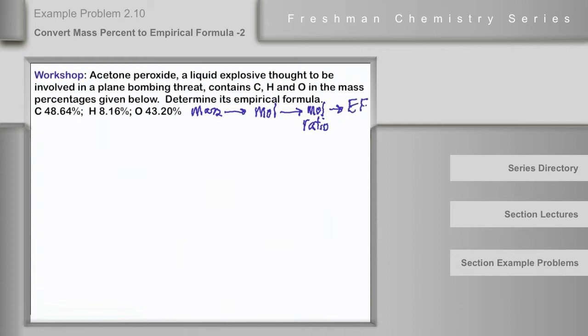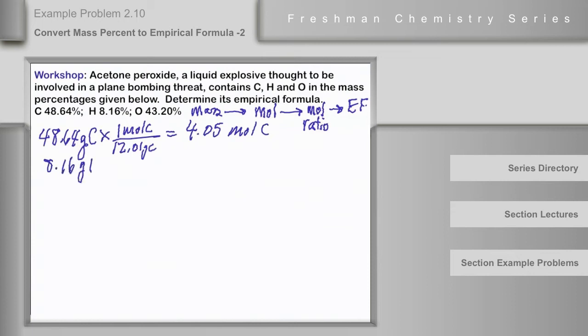It's percent, so let's take 100 grams. We can take anything we want, it doesn't matter. Take 100 grams, it'll be a little bit easier, a little quicker. So 48.64 grams of carbon. We're going to do a mass to mole conversion. By now that should be pretty familiar to you. 1 mole of carbon, 12.01 grams of carbon. That gives 4.05 moles of carbon.